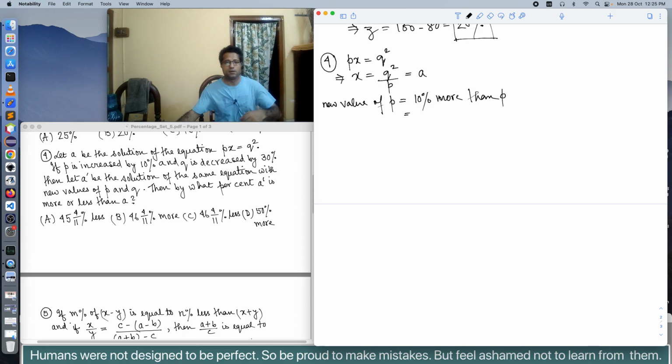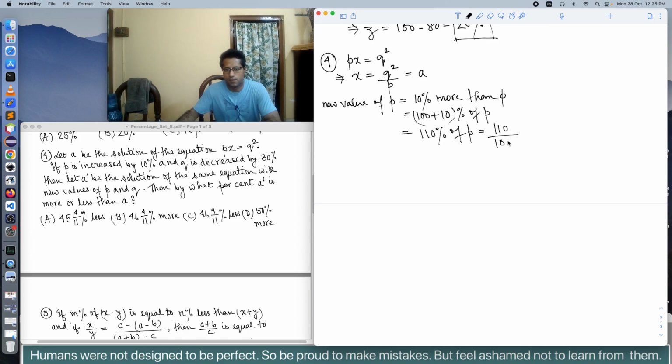Okay, so it is given that the new value of p will be 10% more than p. 10% more means 100 plus 10% of p. This is equal to 110% of p, which is equal to 110 divided by 100 multiplied by p, and after simplification this is 11p by 10. So the new value of p is 11p by 10.